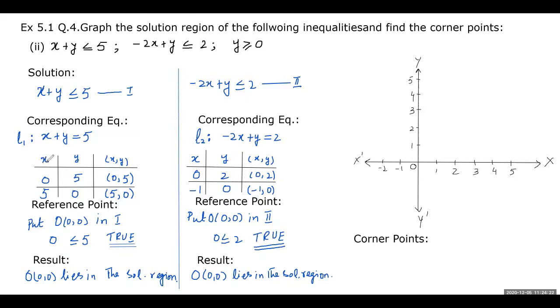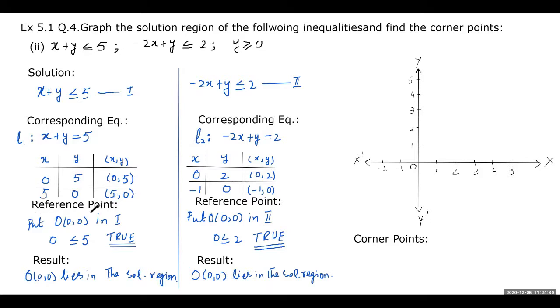Then we find the x-intercept and y-intercept. We put x equals to 0 in this equation. So we get y equals to 5. The point becomes (0, 5). We put y equals to 0. We get x equals to 5. So the x-intercept becomes (5, 0).